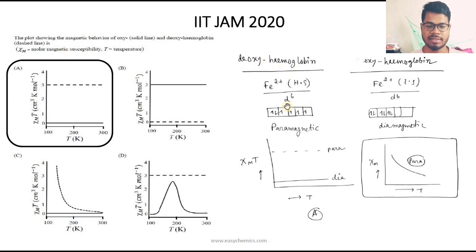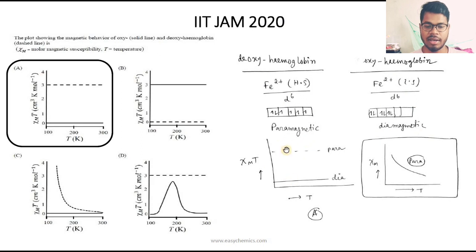You just have to get the magnetism behavior of the Fe2+ high spin and Fe2+ low spin, because you know in deoxyhemoglobin Fe2+ stays in high spin state, and in oxyhemoglobin Fe2+ stays in low spin state. That's why it is a d6 system, and a d6 system is paramagnetic because of high spin, and diamagnetic because of low spin.